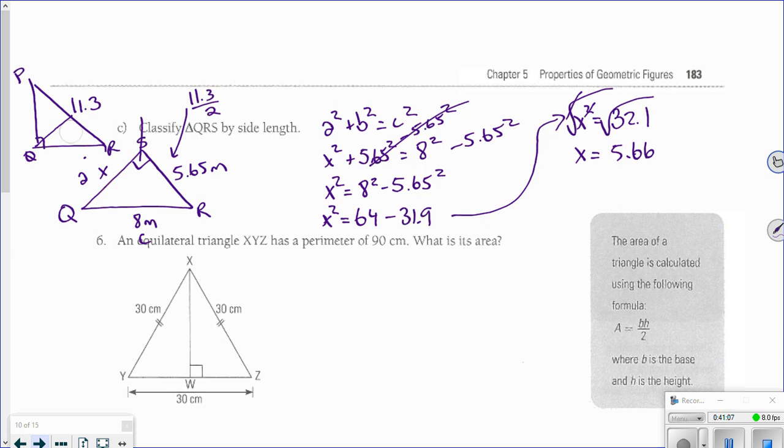It's just that we rounded a little bit and we worked with a rounded answer, so now our answer is not quite exactly the same. But it's close enough, we'll call it the same as the 5.65, which means we've got two sides that are the same and one that's different. If we classify this by side length now, we're talking about an isosceles triangle.